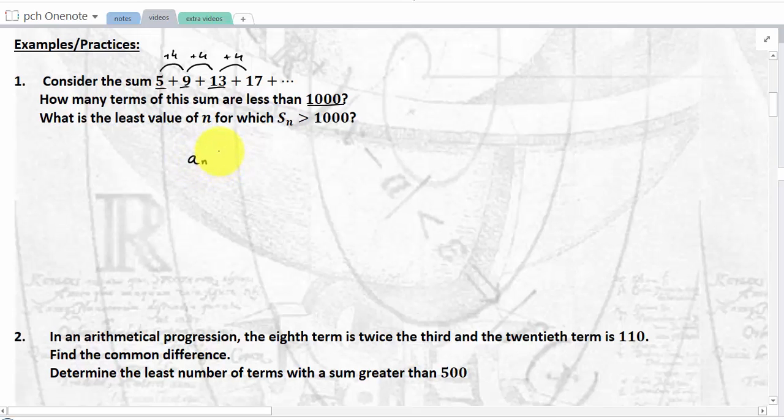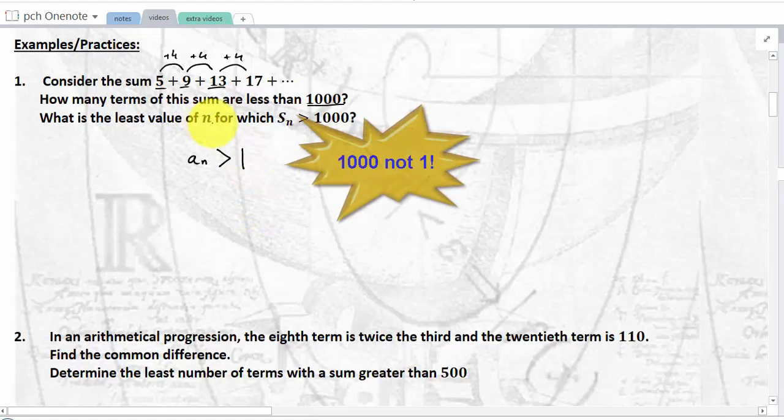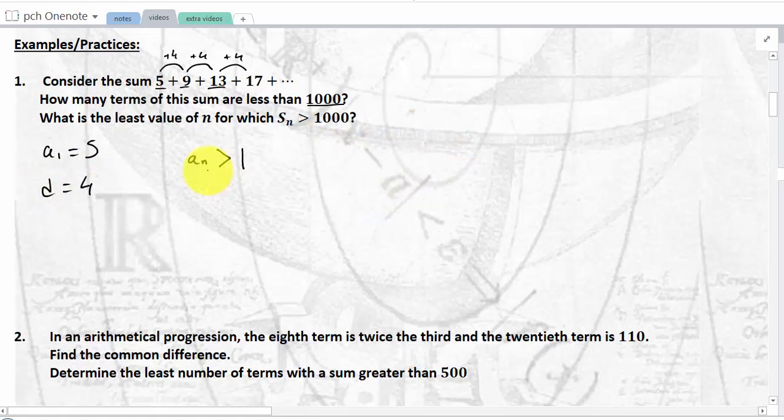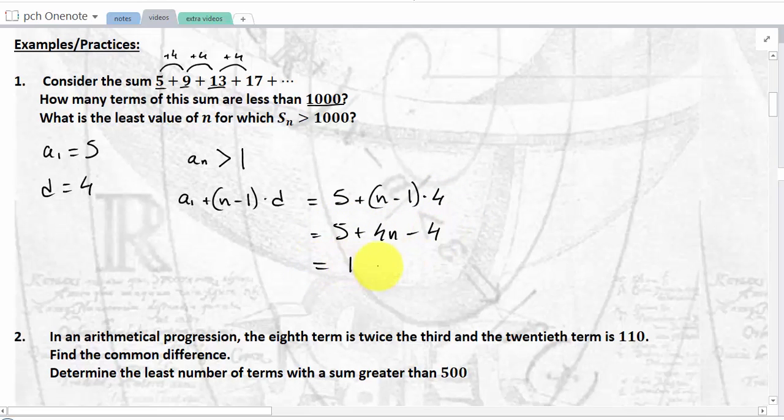So we need to solve the inequality an above 1,000. Now a1 is 5 and d is 4. So an is a1 plus n minus 1 times d. So it is 5 plus n minus 1 times 4. And that is 5 plus 4n minus 4, which is 1 plus 4n. And we want that to be above 1,000. So this is a very simple equation to solve.